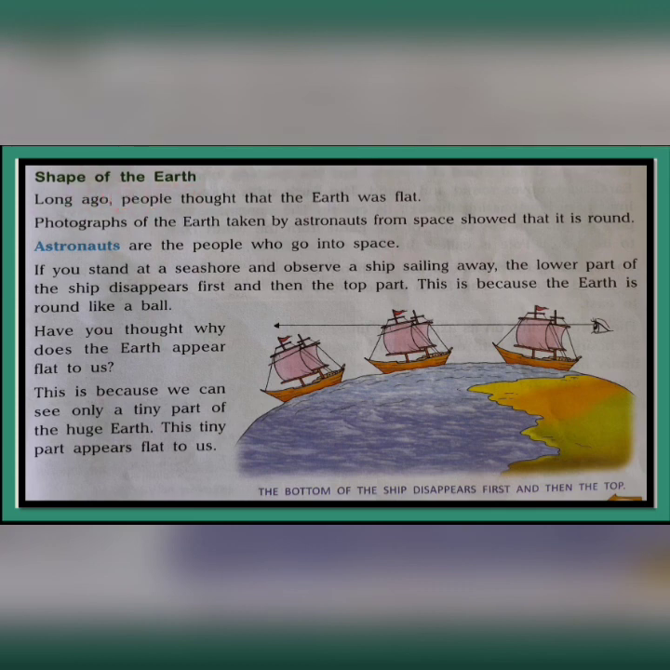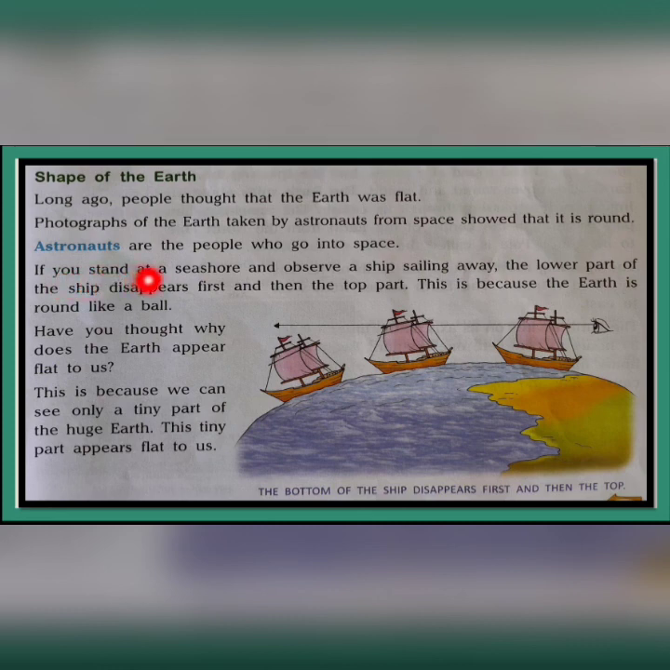As we know, our earth is what? Spherical. Long ago, people thought that the earth was flat. Photographs of the earth taken by astronauts from space showed that it is round. It is not flat, it is round. Who are astronauts? Astronauts are the people who go into space. And how can we prove that our earth is round? For this, see here.